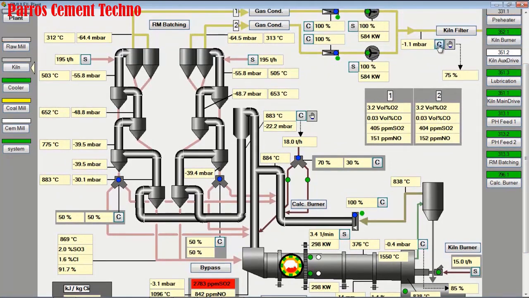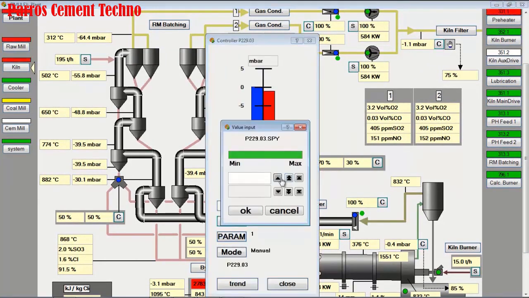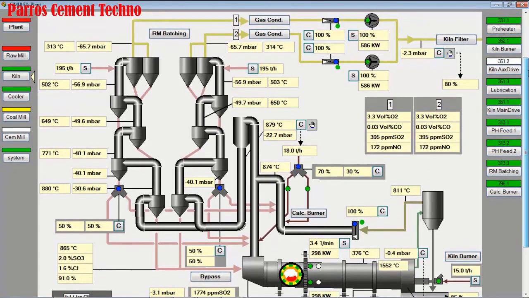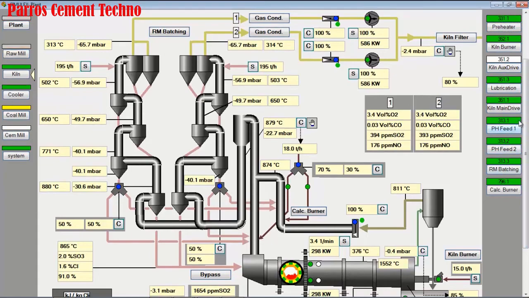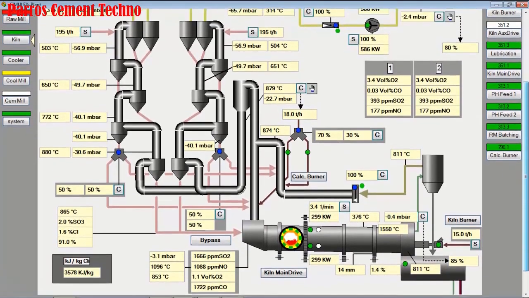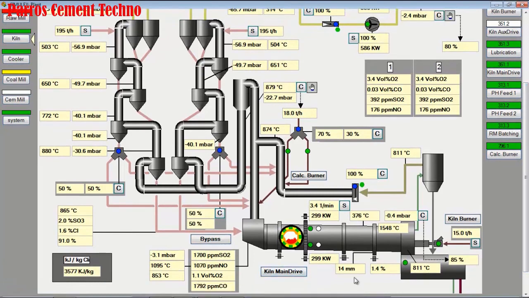We try to increase the speed of the ID fan kiln filter a little, so that a little more O2 is added to the top preheater and at the kiln inlet. We expect all kiln operating parameters to be normal, all groups are green or no alarm. Now the O2 at the kiln inlet is above 1%, then the free lime is 1.4%, and for decarbonization, it is still above 90%, and the heat consumption also drops below 3,600 kilojoules per kilogram of clinker.